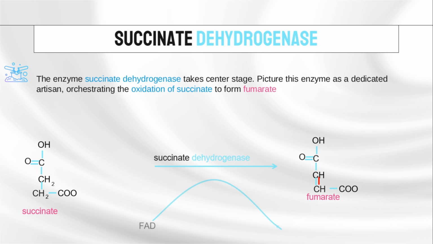Throughout this process, flavin adenine dinucleotide, FAD, is reduced to FADH2, channeling electrons into the electron transport chain essential for ATP synthesis.